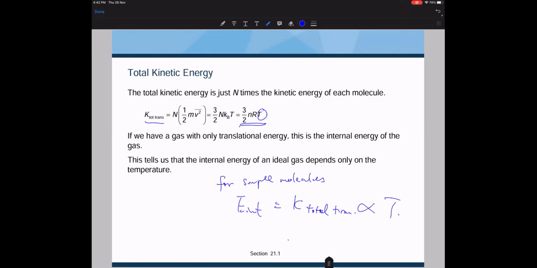So if we have a gas with only translational energy, then this is the internal energy of the system. So this part. And this tells us internal energy depends only on temperature. So that is the main idea of this derivation. Internal energy of the simple ideal gas depends only on temperature.